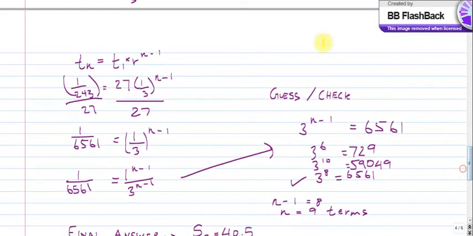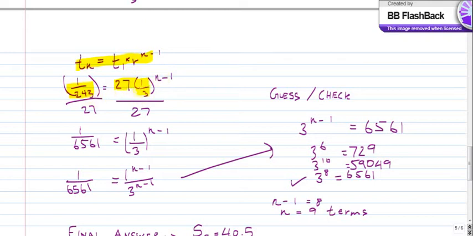So if you use the formula T of n equals T1 times r to the power of n minus 1, we just fill in the information. So the Tn we're looking for is 1 over 243. That's what we're looking for. And we know the first term is 27, and the ratio is a third. So the first thing we have to do is solve for n.